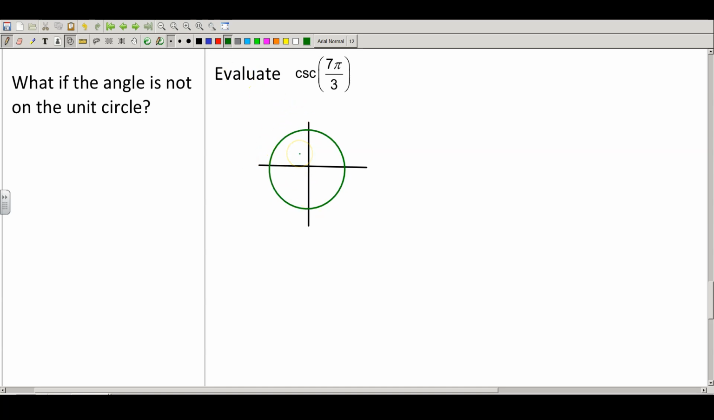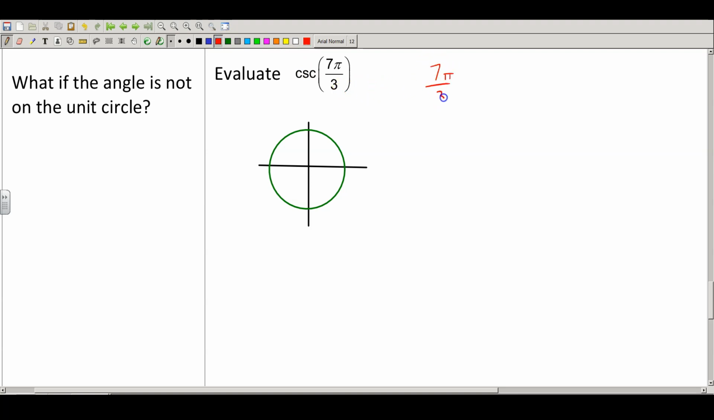All right, so we have a circle. Where is it on the unit circle? Well, 7 pi over 3 is typically not on there directly. So how can we locate this? One way to do it is to find an angle that is coterminal with 7 pi over 3.